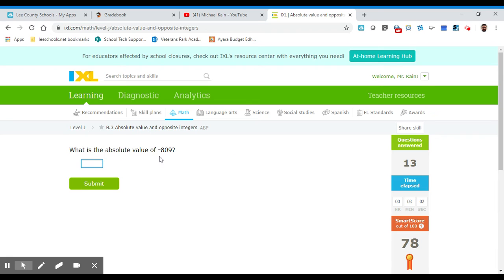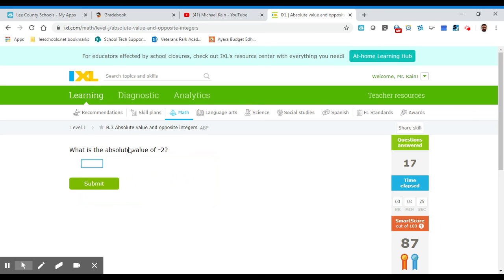Absolute value of -809 is just 809, 809 units. Opposite of 0 is 0. That's the one they try to trick you with, right? Because there's no such thing as a -0. All right. What about this? It is 42. 42 units away from 0. Opposite of 83, though, is -83.